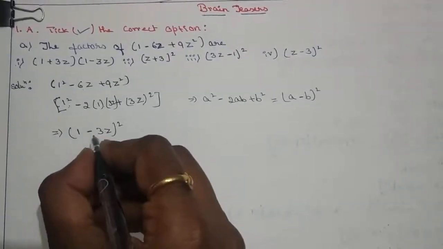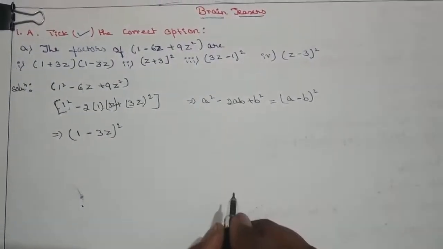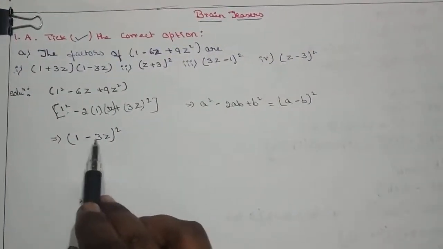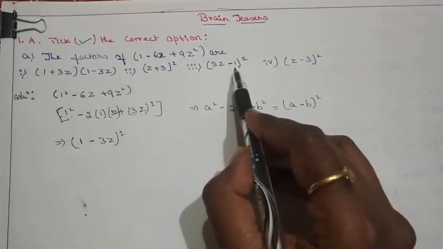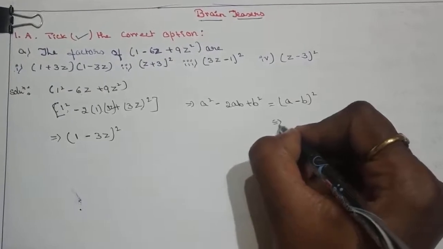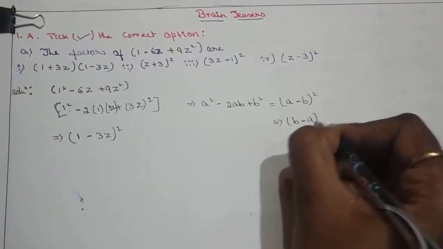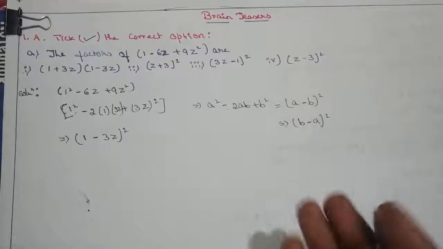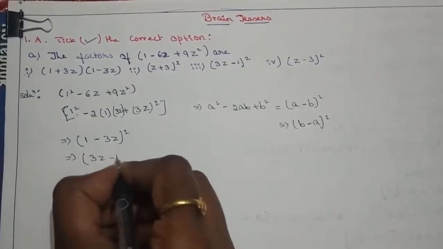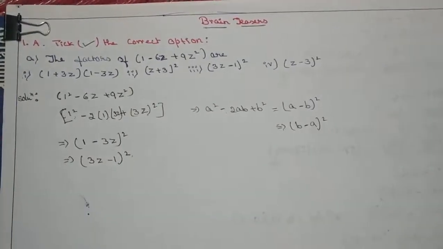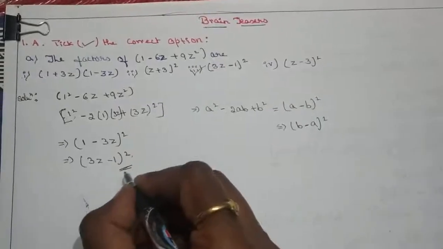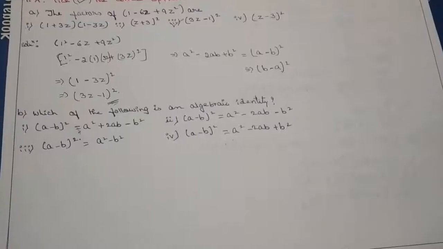Can be written as 1 minus 3z into 1 minus 3z. But observe in the option, we don't have 1 minus 3z, we have 3z minus 1. Yes, children, a minus b whole square sometimes can be written as b minus a whole square. The resulting expression will be the same. So this can be written as 3z minus 1 whole square. Check which option? Yes, third option, 3z minus 1. This is the factors of the given expression.